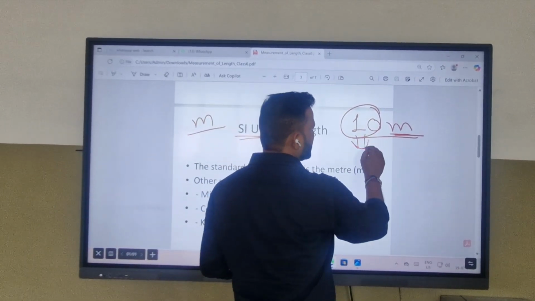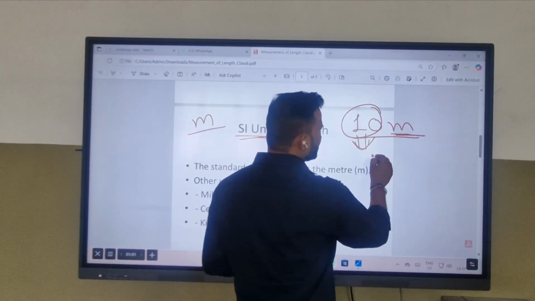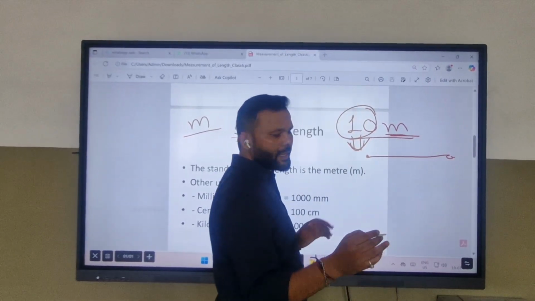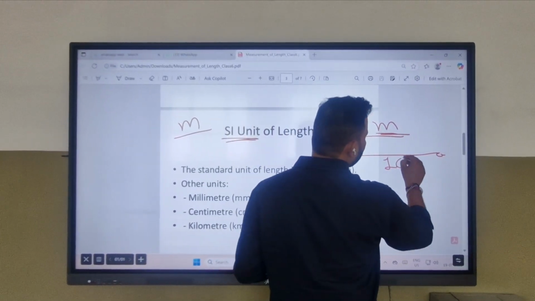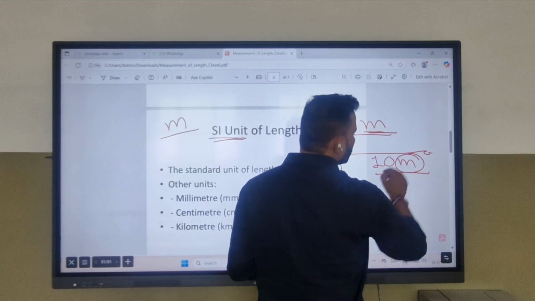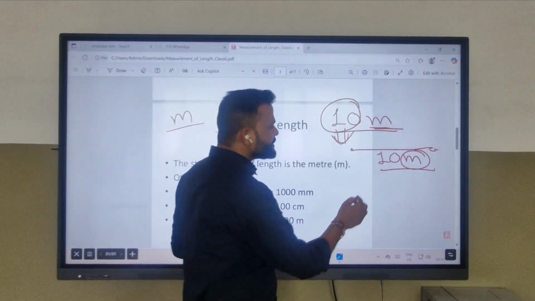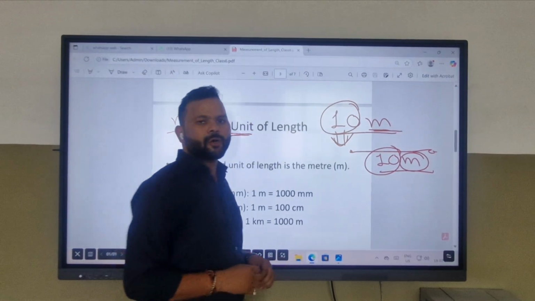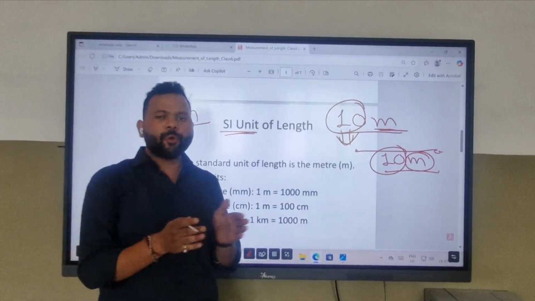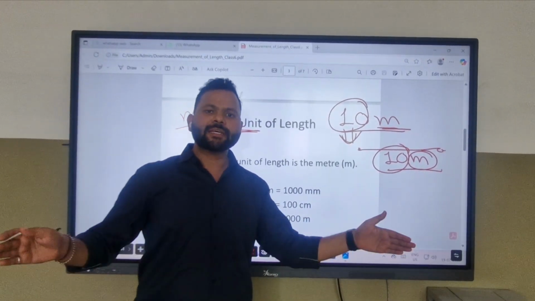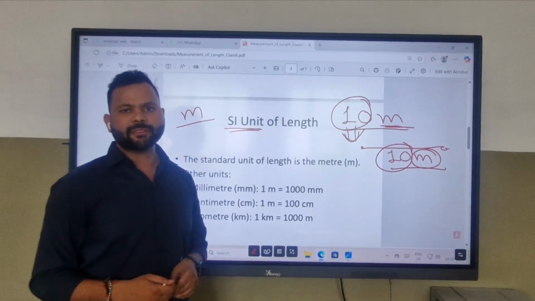It is 10 meter. Suppose that these are the 2 points and we want to measure the length between these 2 points. So suppose that the length between them is 10 meter. So this meter represents that the length has been measured in meter, and how much is it? It is 10. Hope that you understand how the distance has to be measured, and the way you have to measure.